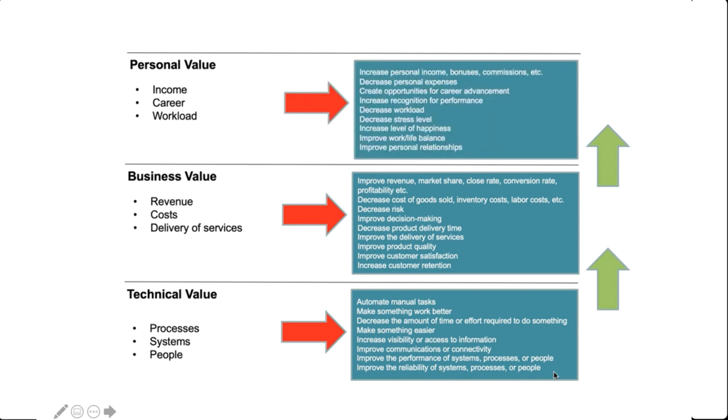Examples of increasing personal income include bonuses and commissions. If you decrease costs for a VP, that might help them to hit their annual bonus more consistently, decrease personal expenses, create opportunities for career advancement, recognition, decrease workload, decrease stress. So you don't have to remember all of that, but those are some of the different types of value that you can deliver.